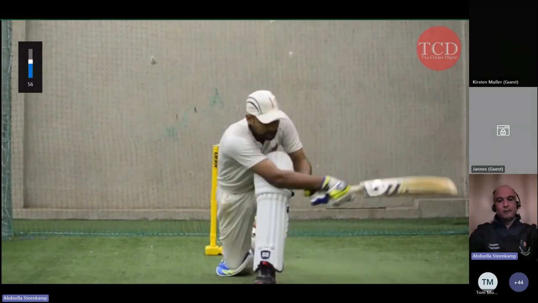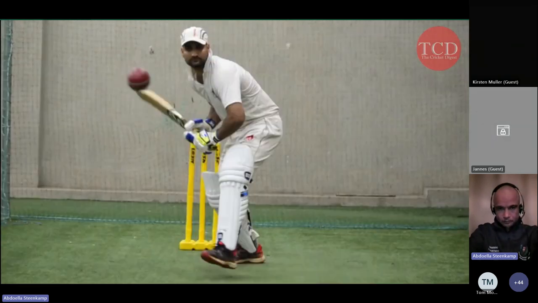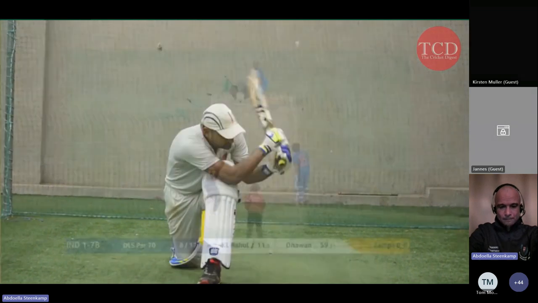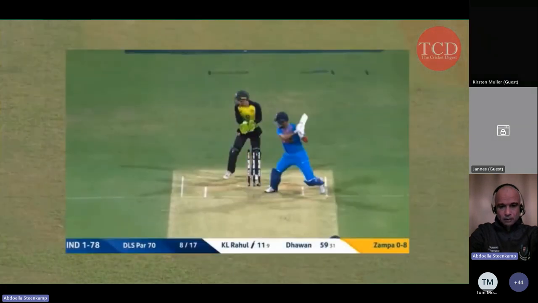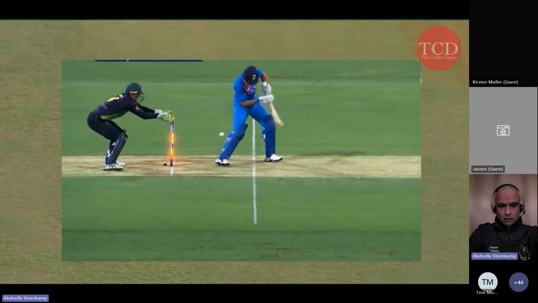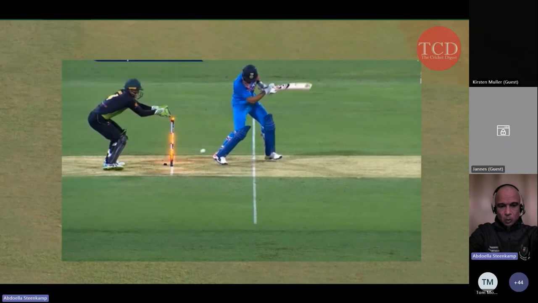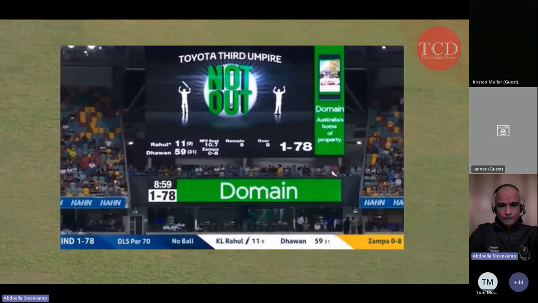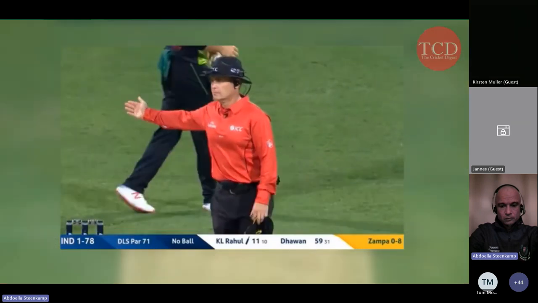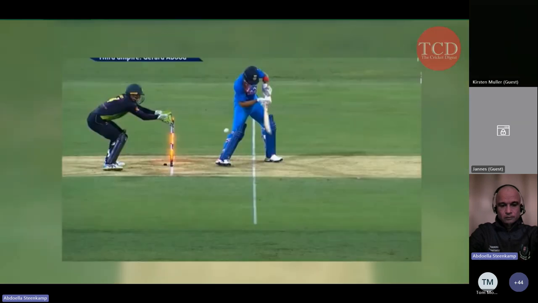First, let's watch a footage from the T20 match between India and Australia, which happened on 21st of November 2018. Australian wicketkeeper Alex Carey ends up touching the stumps before the ball reaches him. And after referring to the third umpire, it was declared a no ball. So what do you guys think about it? It's a no ball because he touched the stumps?